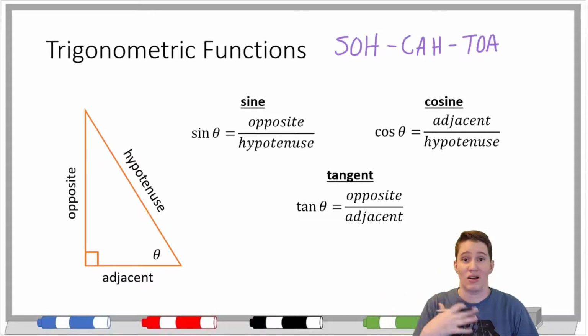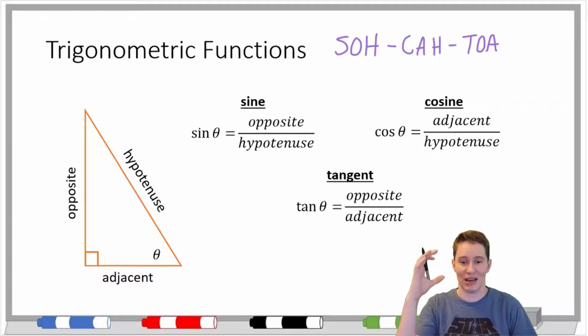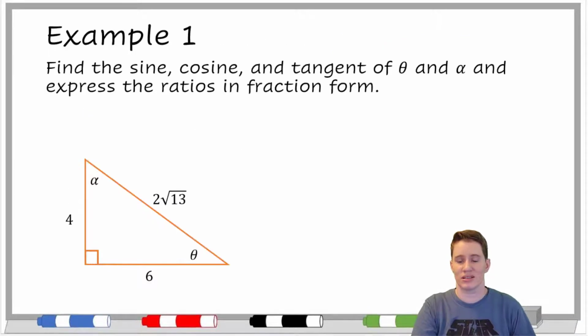I honestly just remember the three words, SOH, CAH, and TOA, and every time I have to use sine, cosine, and tangent, that is in my head, so that I can use that to remember which sides go with each. So let's look at some examples here.